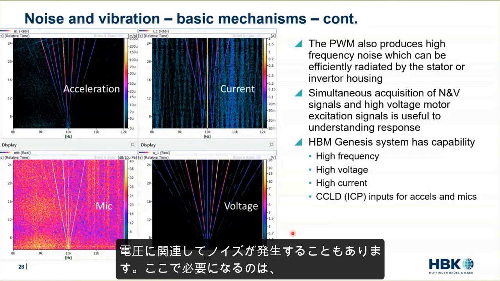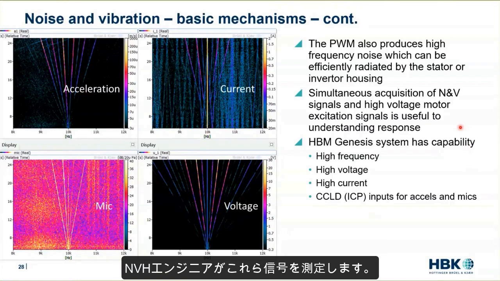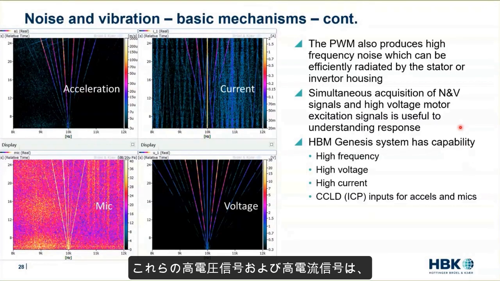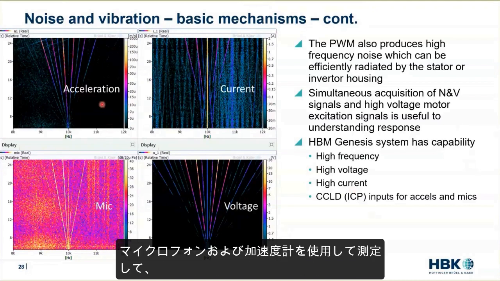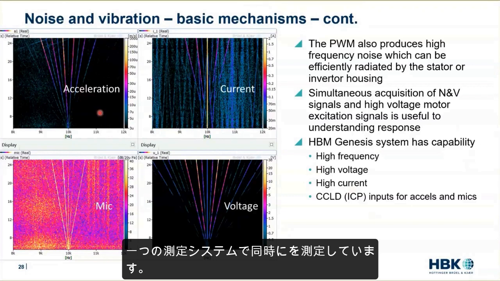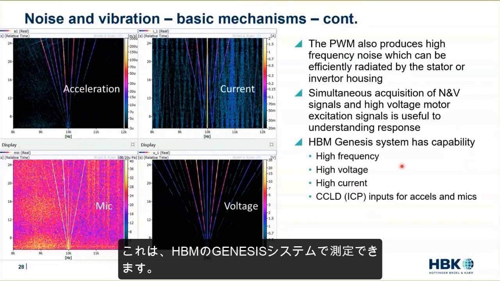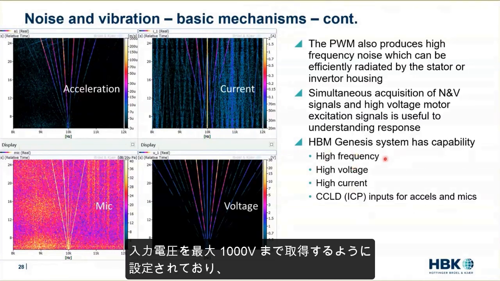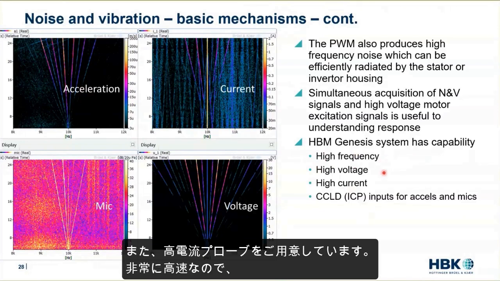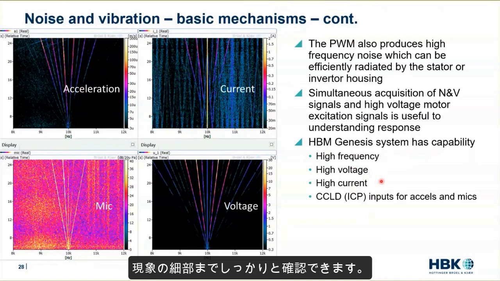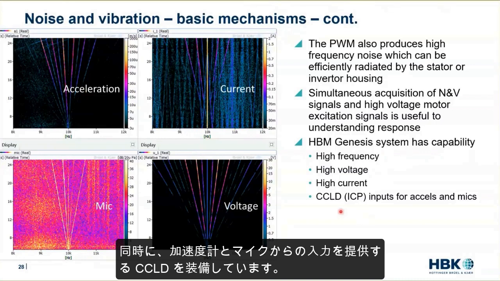But we have seen a strong need for an NVH engineer to be able to measure these high voltage signals and high current signals at the same time, with the same measurement system that they're using to measure the microphone and accelerometer signals. This can be done with our HBM Genesis system. It's already configured to acquire voltage signals up to 1,000 volts, and it has high current probes. It's very fast, so it can capture a lot of the detail that's going on here, while at the same time it has CCLD for providing inputs for accelerometers and microphones.